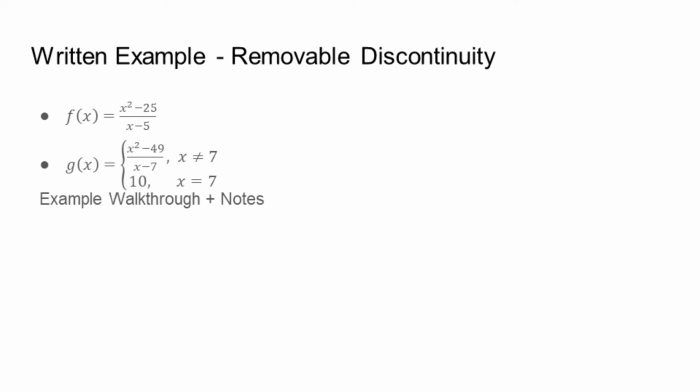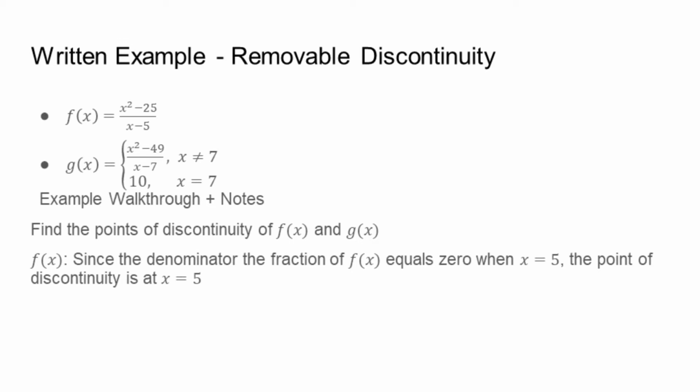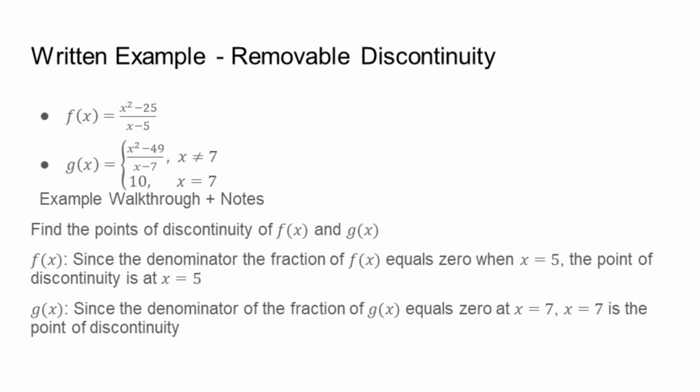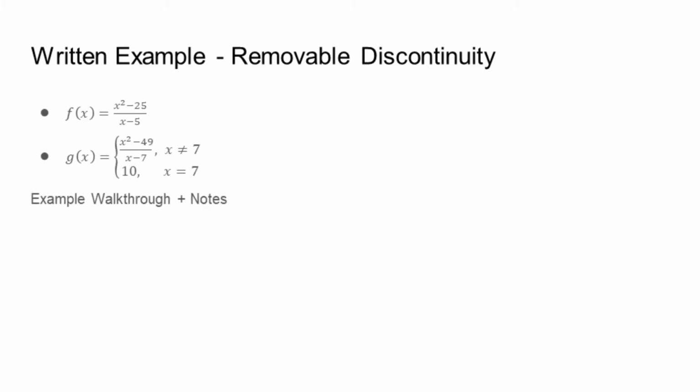Written example, removable discontinuity. So we have f of x and g of x here. We're going to find the points of discontinuity of them. So for f of x, since the denominator of the fraction of f of x equals 0 when x equals 5, the point of discontinuity is at x equals 5. G of x. Since the denominator of the fraction of g of x equals 0 at x equals 7, that is the point of discontinuity.